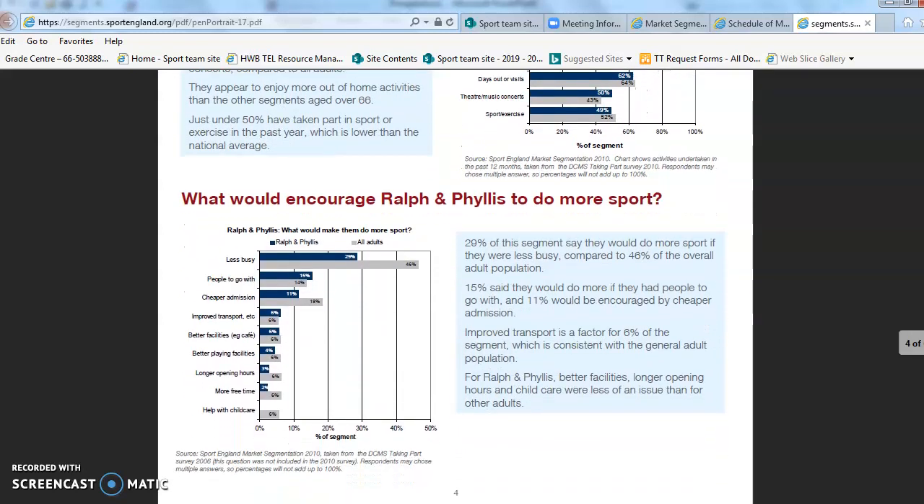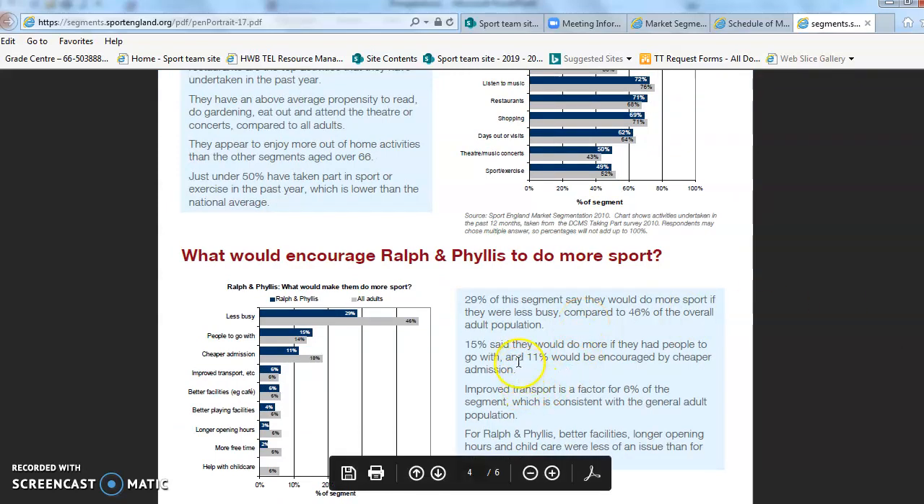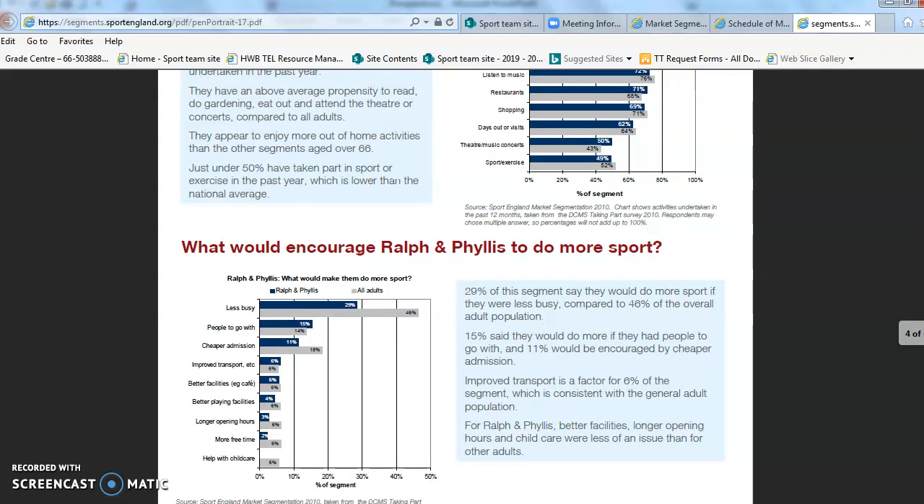So what's going to encourage them to do more? If they were less busy, if they had more people to go with, if they had cheaper admission. So think about that marketing mix. Cheaper admission might be to do with your price of the 7Ps. Improved transport. So how is this age group going to get to anything that you put on?